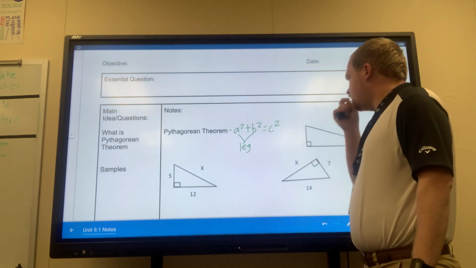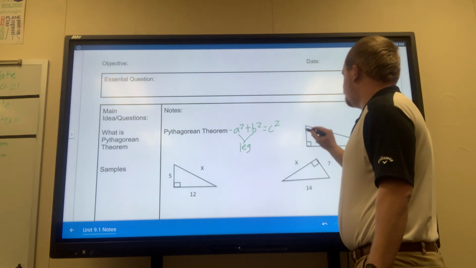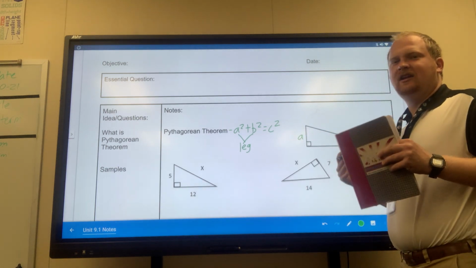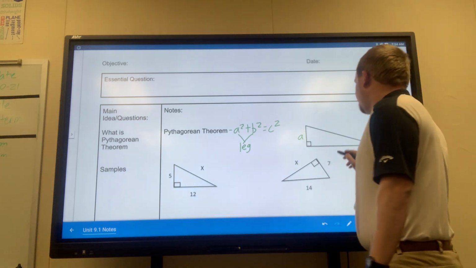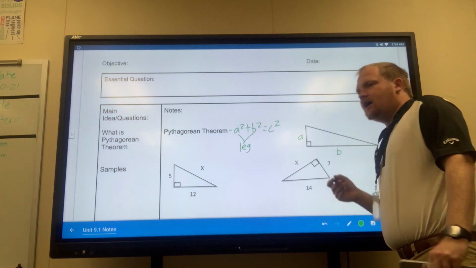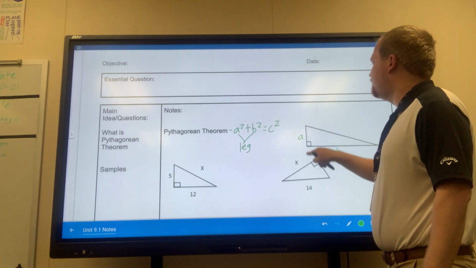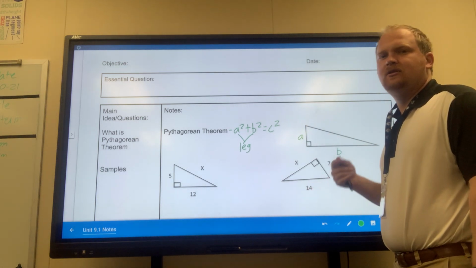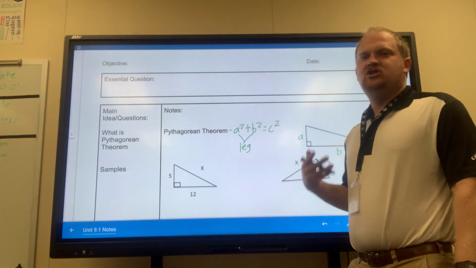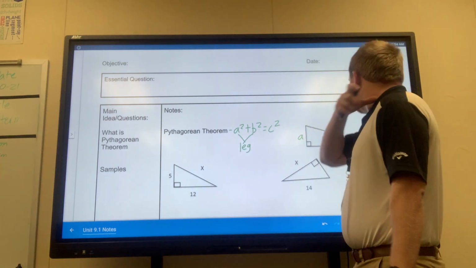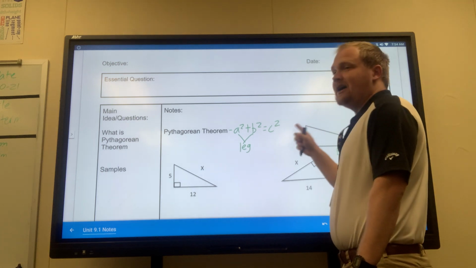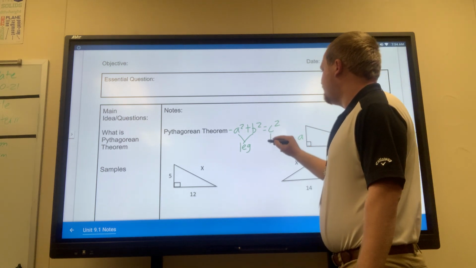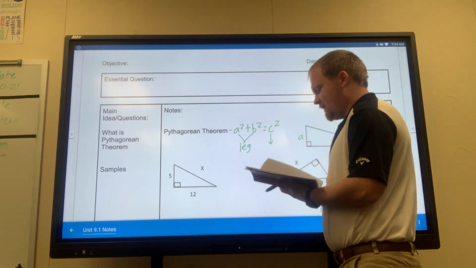So, for example, this shorter length right here, that's a. Basically, any length that makes the right angle. So that's one of them, and here's the second one. Now, I could easily say this will be b and this will be a. It doesn't matter which one's which, just as long as we use both of them as the legs that make the right angle.